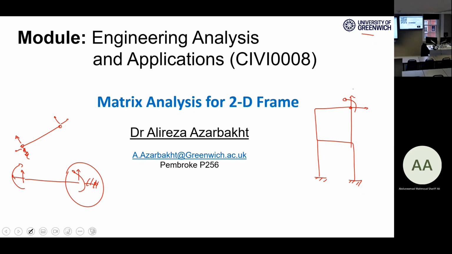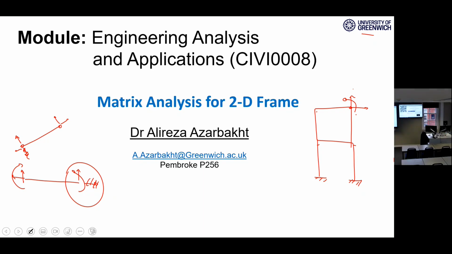For example, in this case, we have 1, 2, 3, 4, 5, 6 nodes multiplied by 3, 18. So the matrix will be 18 by 18. However, I will eliminate some of them because of the boundary condition later. Right? But at the beginning, for this one, you should work with an 18 by 18 matrix to be able to solve. So we're not going to work with 18 by 18 today, but let's see how it works.